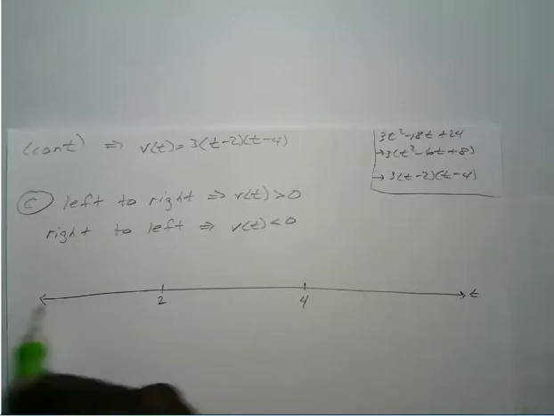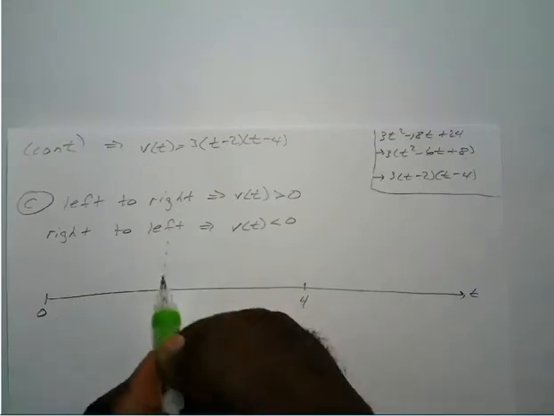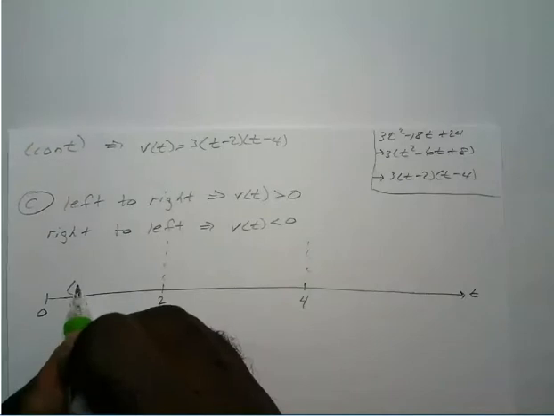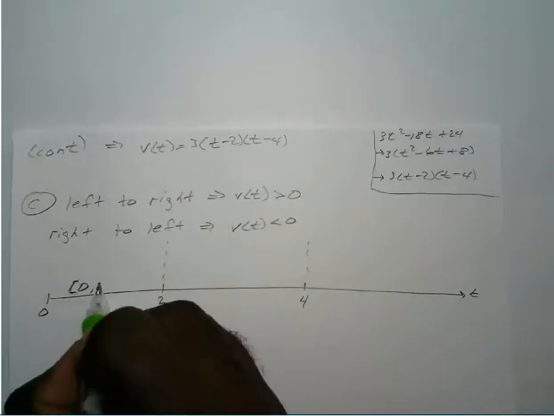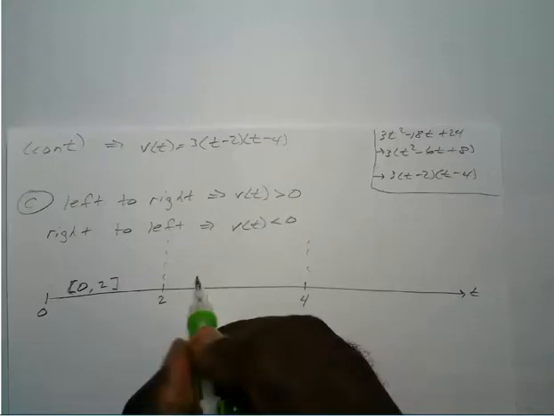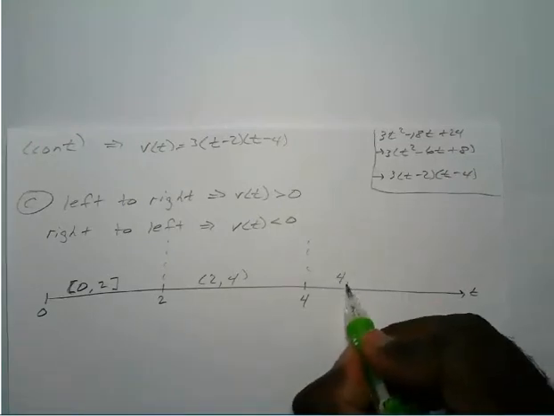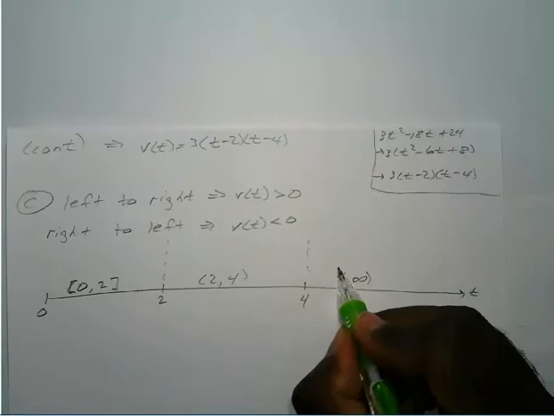We know that t is greater than or equal to 0, so we can't say this goes on forever. This actually just goes from 0. So we have the intervals here: from 0 to 2, since it can actually equal 0, and this here is from t equals 2 to 4. And this is from 4 to infinity, since we don't know how far it goes.